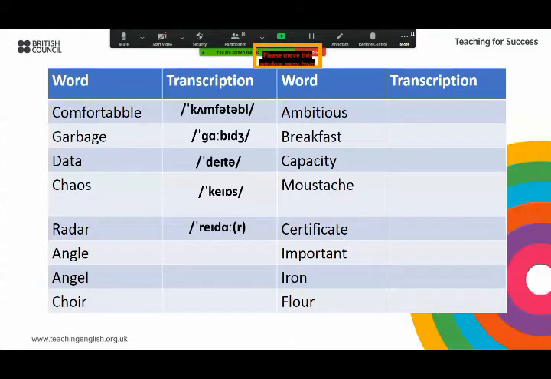Okay, so what is the difference between the next two words? Who's speaking, sir? Mr. Mahmoud. Yes, Mr. Mahmoud. Angle, angel. Okay, sir. Angle, angel. Okay. Any other one?